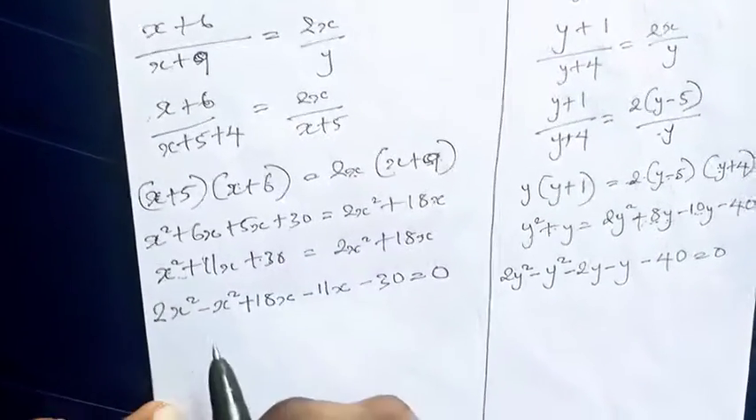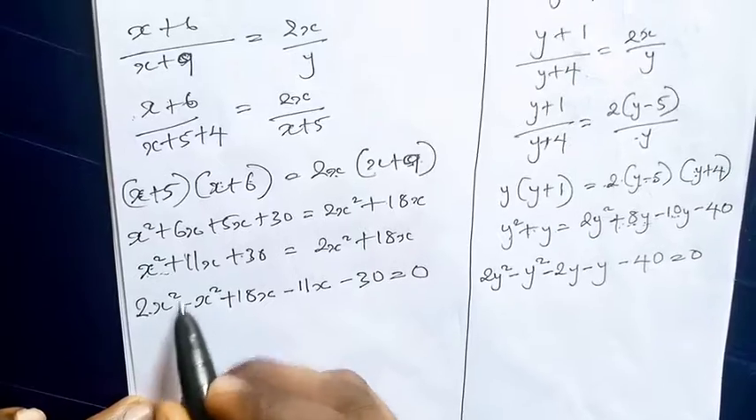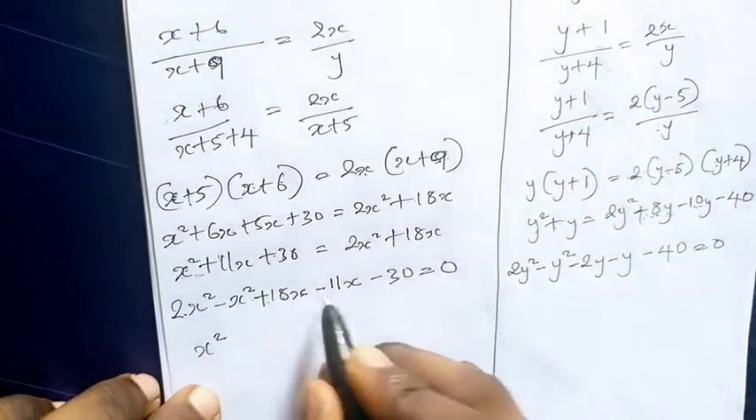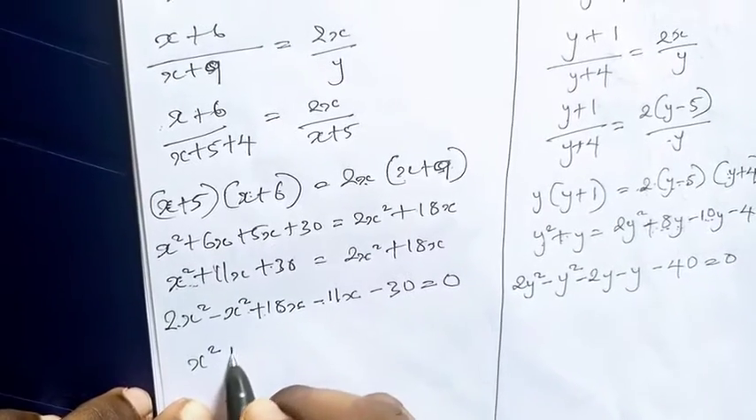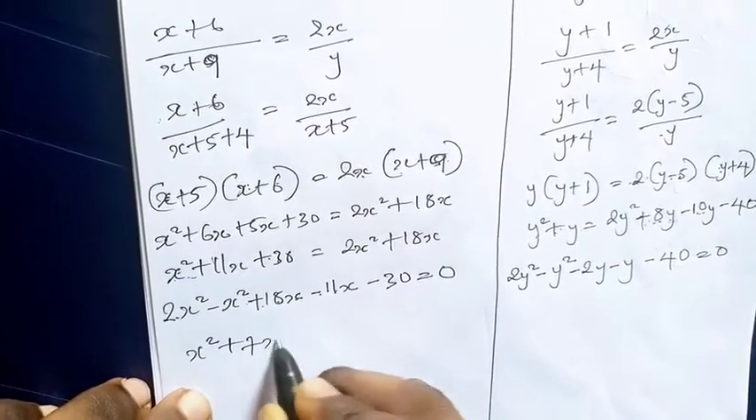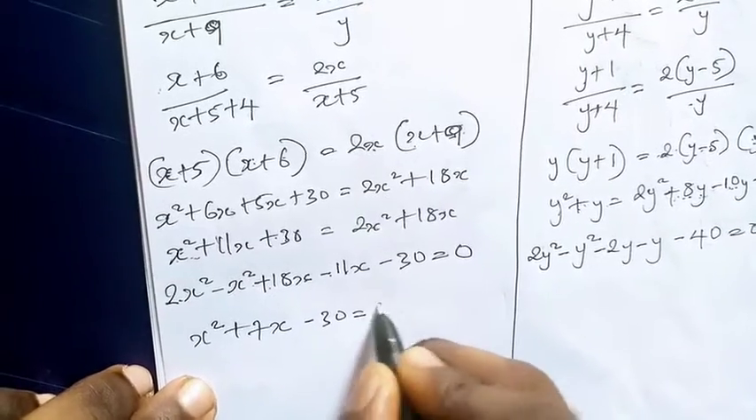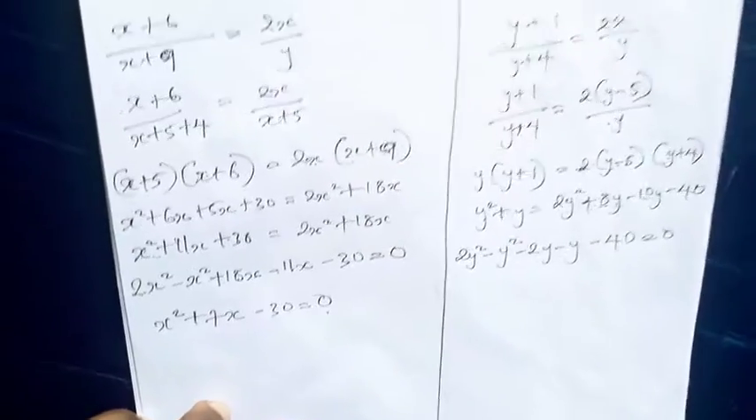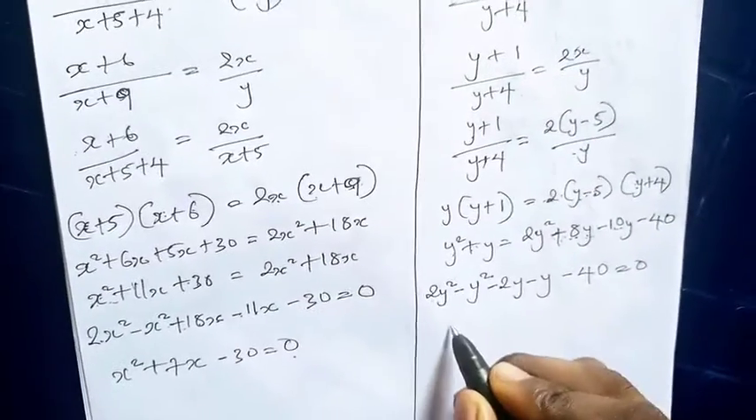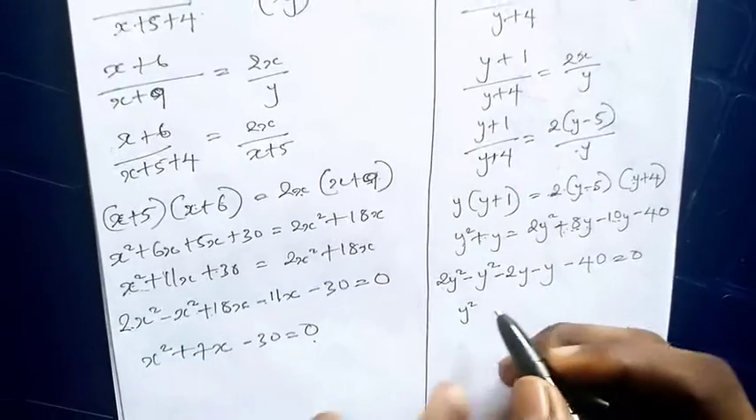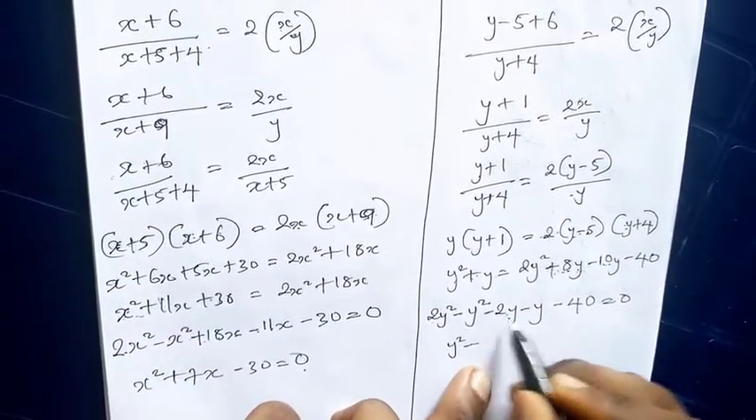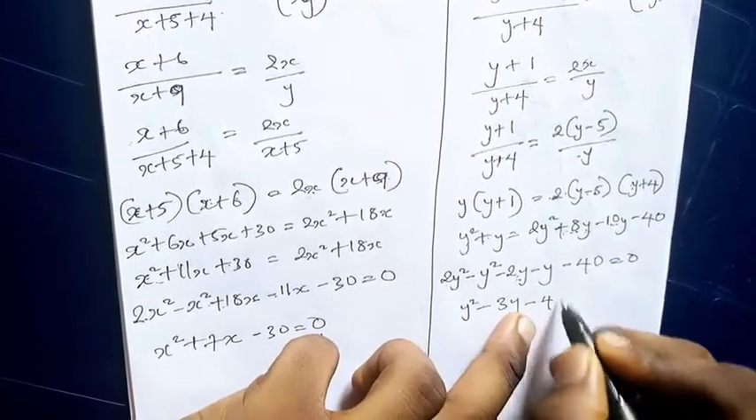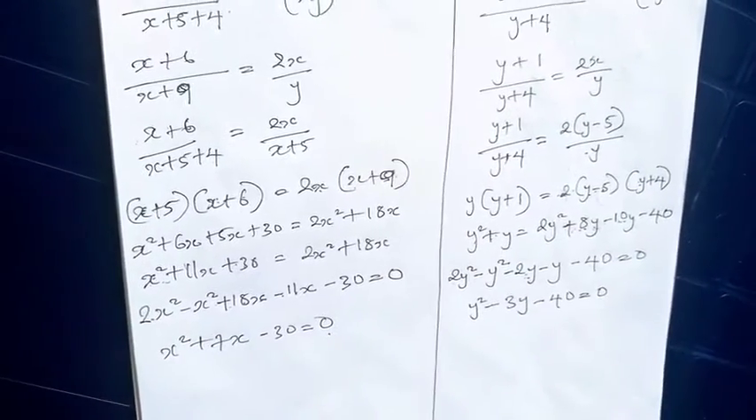Now, coming back to Mr. A, 2x squared minus x squared leaves Mr. A with x squared, then plus 18x minus 11x will give him plus 7x minus 30. And Mr. A here has a quadratic equation, while Mr. B, on the other hand, is left with y squared minus 3y minus 40. Also left with a quadratic.